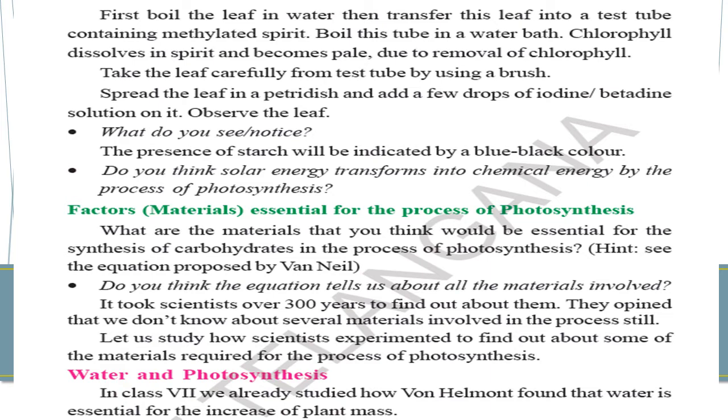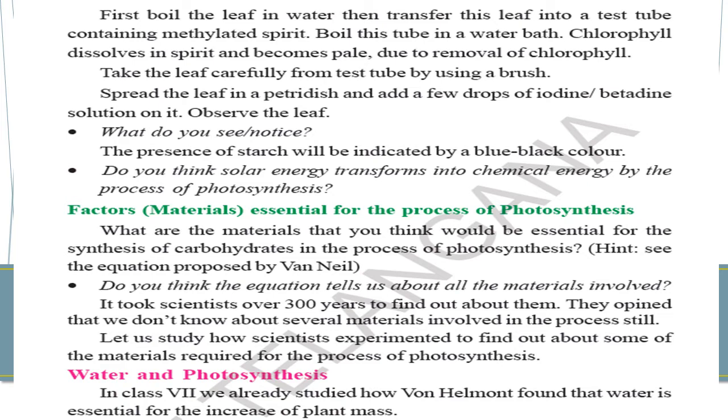What do we see, children? What do we observe in that? What do you notice, the difference? The presence of starch will be indicated by a bluish color. The pale color of the leaf becomes bluish black. Why? Do you think solar energy transforms into chemical energy by the process of photosynthesis? Yes, because starch is present in the leaf, it turns blue to black.